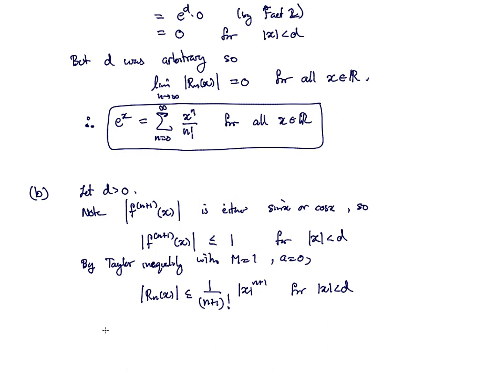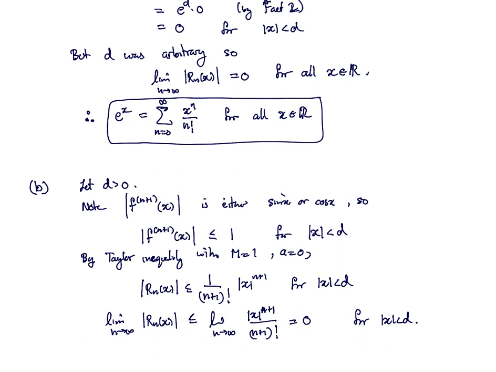What about the limit? Well, as we go to infinity, we get that this is bounded above by the limit as n goes to infinity of x to the n plus 1 over n plus 1 factorial, and that's 0 for x smaller than d.